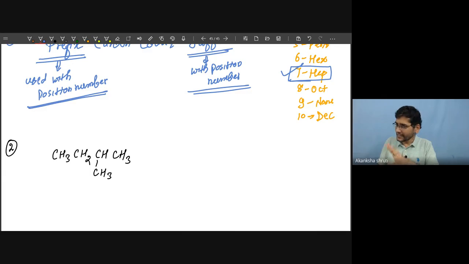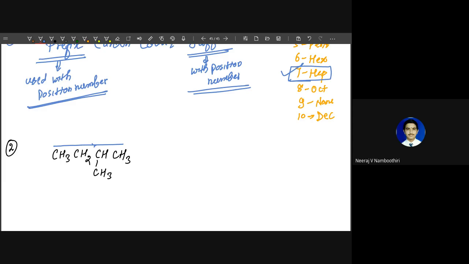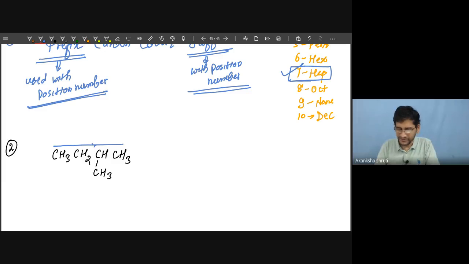Apply the rule. Select the longest carbon chain. What will be the longest carbon chain? You are free to move from one terminal to another. First, please post in the chat box. Tell me if you want to speak. Sir, 2-methyl butane. Very good.